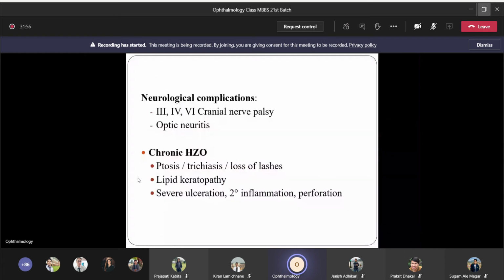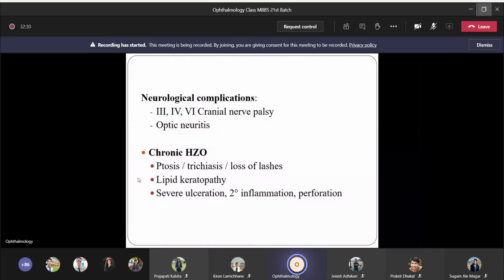Neurological complications, as I was saying, can lead to third, fourth, or sixth cranial nerve palsy. So you can have complications because of that. It can also affect the optic nerve and lead to inflammation of the optic nerve, known as optic neuritis. So these are the neurological complications which can take place. The third, fourth, and sixth cranial nerves are affected, and the optic nerve is also involved, and the inflammation will lead to optic neuritis.